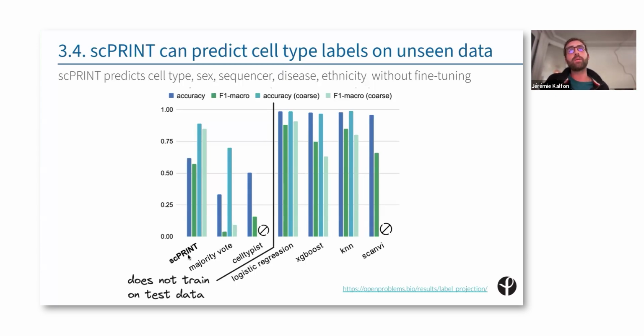And so a better comparison is to compare scPRINT to something like CellTypist. CellTypist is again also a model that just uses cell marker genes, just based on the literature, to predict which cell type one cell is. And this is what is being used by labelers to label their cells from scratch when you don't have any information about which cell type we're talking about. And there you can see that scPRINT actually outperforms CellTypist on these data sets.